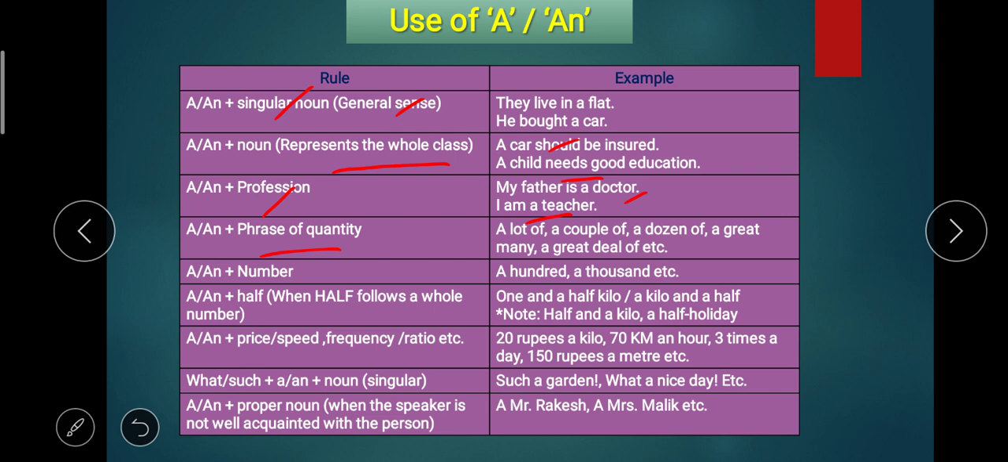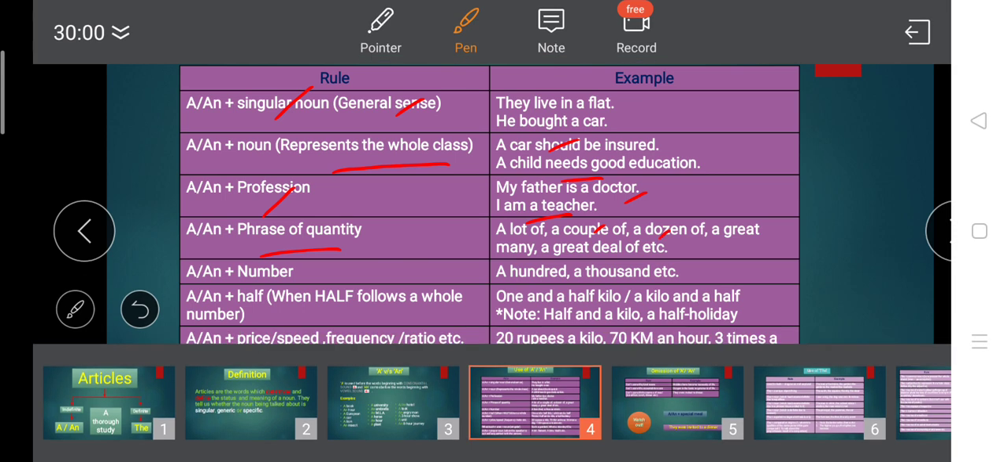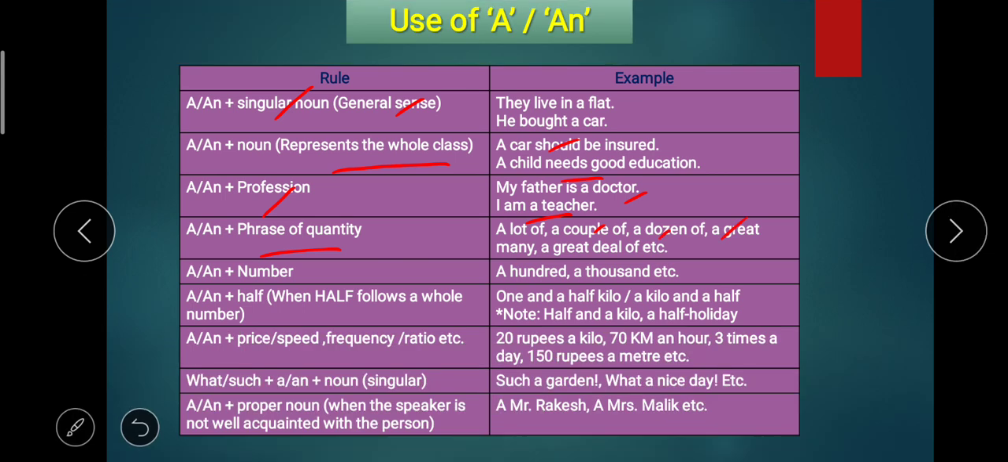Next one is, a or an is followed by a phrase of quantity. Certain phrases are there which are used to show quantity in number. So in those phrases we need to be very alert and aware. They are very limited in number, so always use a or an as per the situation demands. A lot of, a couple of, a dozen of, a great many, a great deal of, etc. These are few, as I told, that limited number of phrases, we must memorize them.